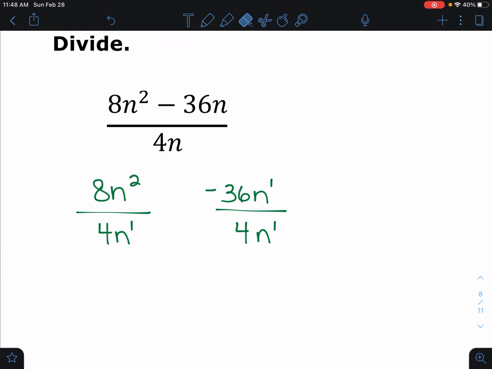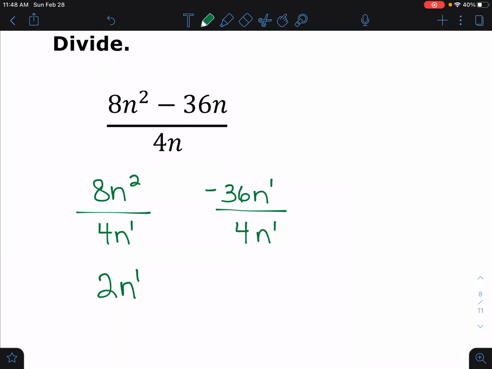Okay, now we're going to figure out what that is. So on this, 8 divided by 4 is 2. Now, n squared divided by n to the first, remember I'm really doing 2 minus 1, right? Subtracting the exponents. So what is that? That's 1. So this is 2n to the first power.